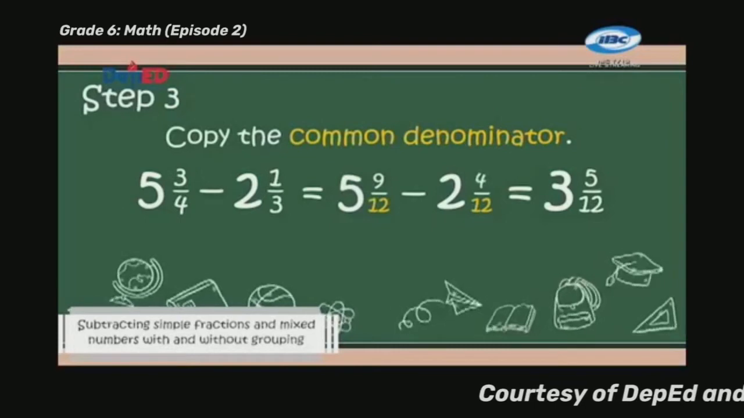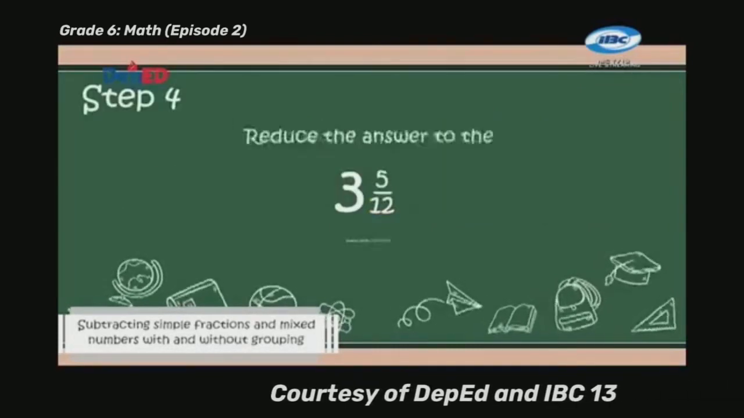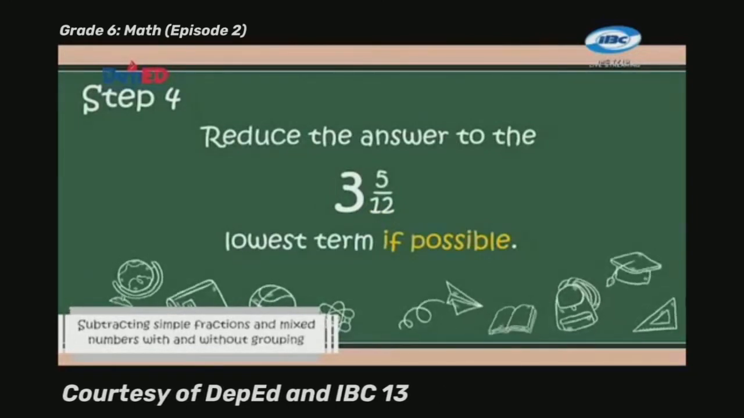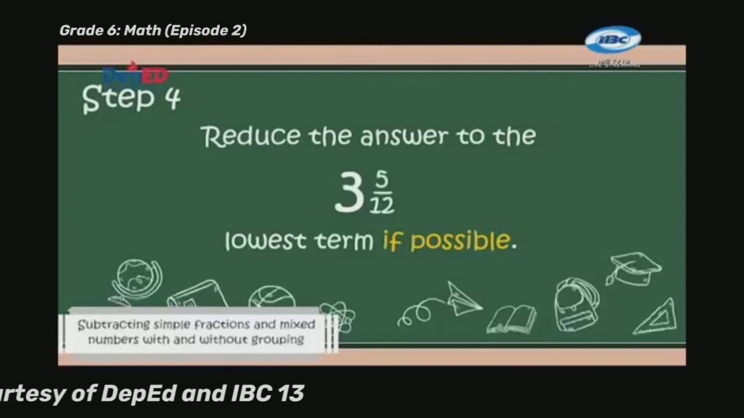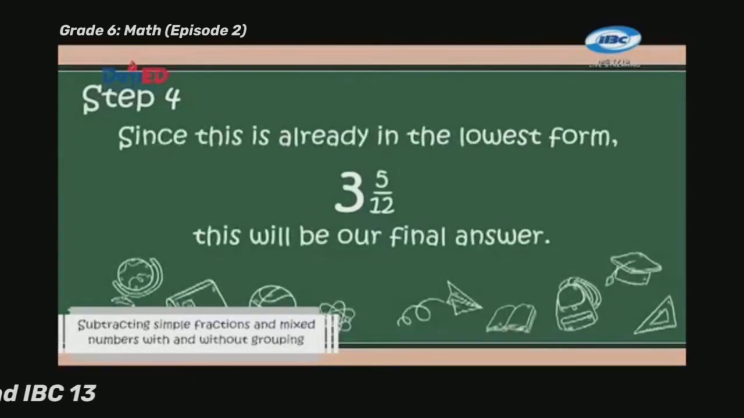We have 3 and 5/12. Step 4. Reduce the answer to lowest term if possible. Is 3 and 5/12 already in lowest term? Yes. So, 5 and 3/4 minus 2 and 1/3 equals 3 and 5/12.